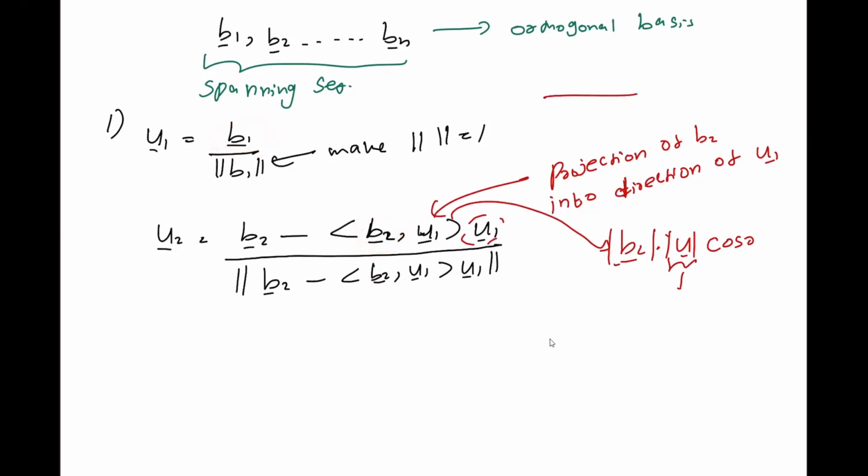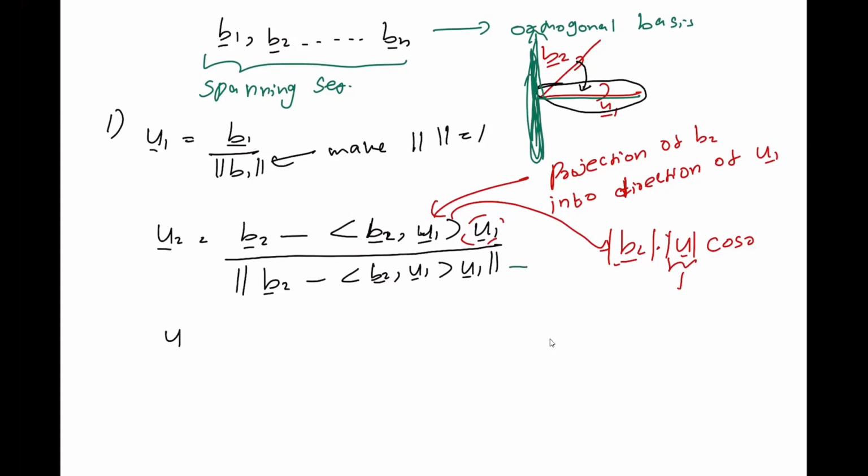Let's say U1 is something like this, and your B1, B2 is something like this. This is U1. So you find how much of B2 projects into the direction of U1, and then you remove it. Then you only keep the parts which are perpendicular to this direction, because if you remove all the components along this direction, only the perpendicular components remain. Then you divide by the norm to make the norm 1.